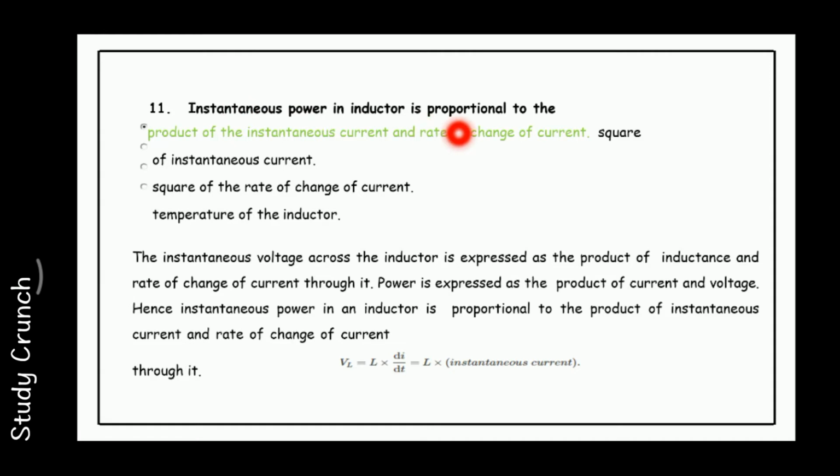Instantaneous power in an inductor is proportional to. So it will be proportional to instantaneous current and rate of change of current. We know that VL is equal to L di by dt, where di by dt is the rate of change of current. We know that the instantaneous voltage across the inductor is expressed as the product of inductance and rate of change of current through it. So power is expressed as the product of current and voltage. So VL is equal to L di by dt. So instantaneous power is equal to instantaneous current into rate of change of current.